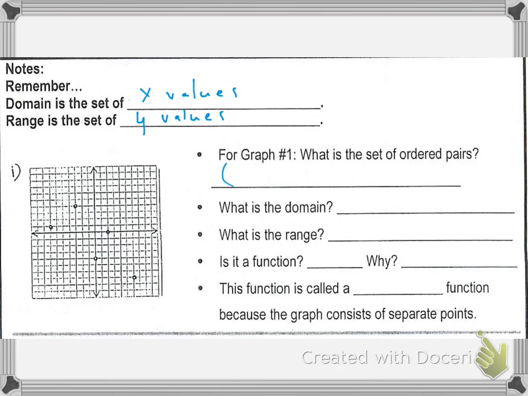No, you're going all the way to the left. This point right here. Okay. -7 what? -7, what? 1.